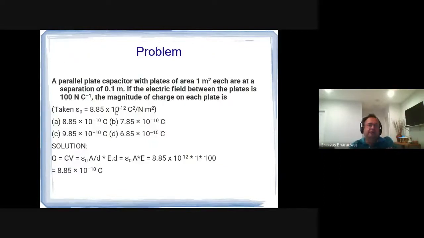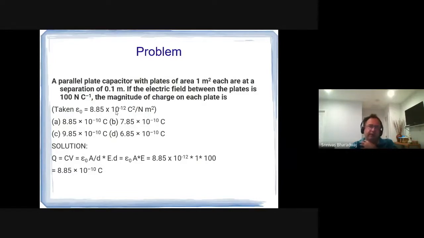So now let's take a quick look at a couple of problems. A parallel plate capacitor with area of plates 1 meter square each at a separation of 0.1. So D is 0.1, A is 1 meter square, and epsilon naught is 8.85 times 10 to the power minus 12. If the electric field is 100 newtons per coulomb, find the magnitude of the charge on each plate.